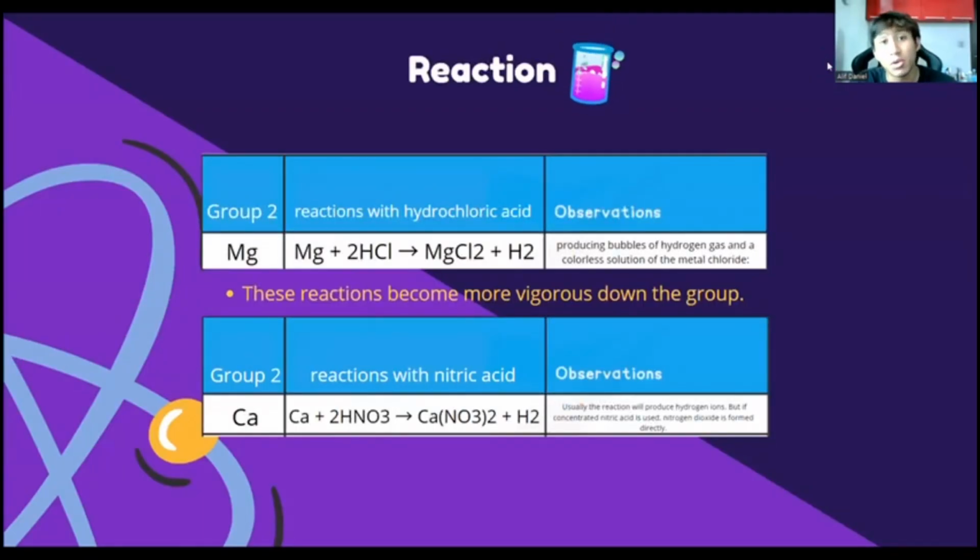All right, let's look at the group 2 reactions. First of all, we will see when it reacts with hydrochloric acid, the observations are that it will produce bubbles of hydrogen gas and a colorless solution of the metal chloride. We can take magnesium as an example. When magnesium reacts with hydrochloric acid, magnesium chloride will be produced and also hydrogen gas. We also have to take note that going down the group, the reaction becomes more vigorous.